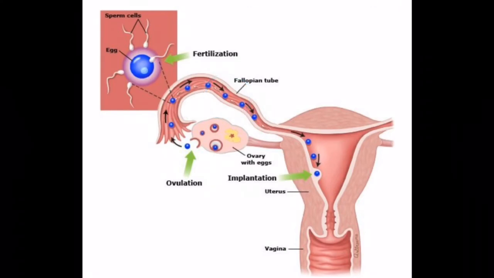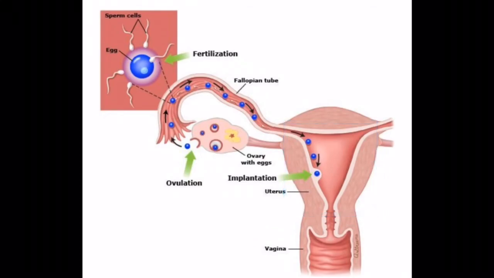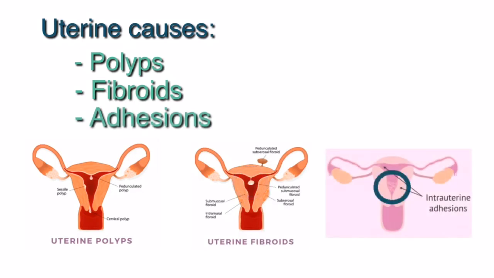Next, we'll look at causes of infertility related to the uterus. There are structural problems that can occur within the uterus that can make it difficult to conceive. Some examples include polyps, fibroids, or adhesions, which is scar tissue that can occur within the uterus. These structural problems can often be treated with surgery.